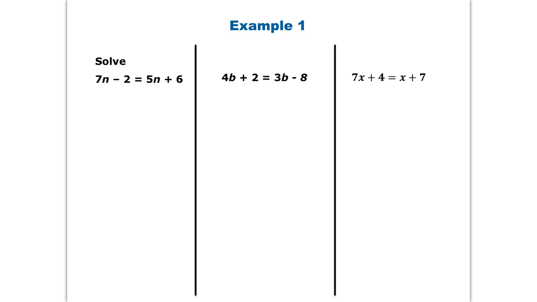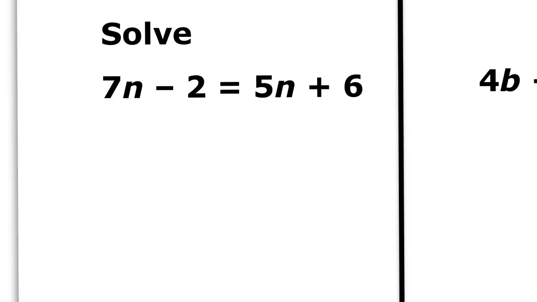Now these equations here, they don't have fractions, but if you pay attention to the equations, we do have a variable on the left side and on the right side of the equation. So here we have a 7n on the left side, 5n on the right side, 4b on the left side, 3b on the right side, 7x on the left side, and x on the right side. So let's go ahead and look at this one first. We want to get n by itself.